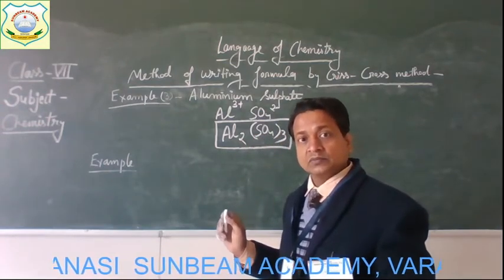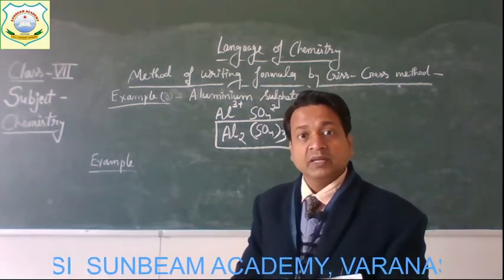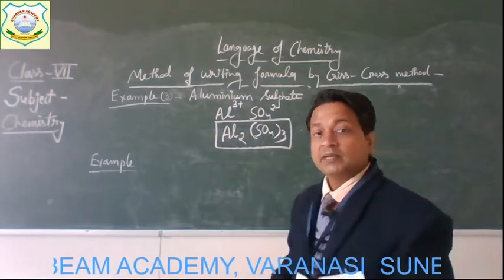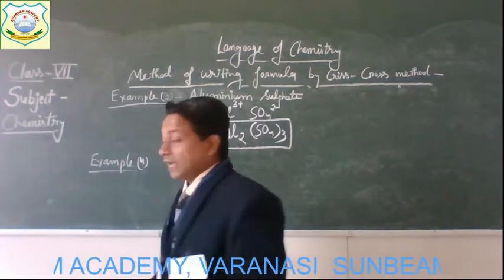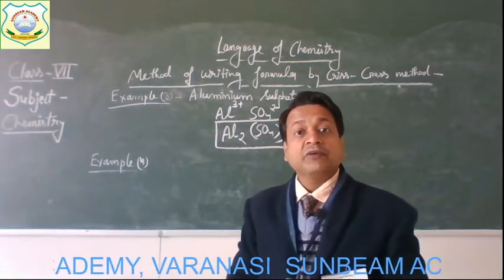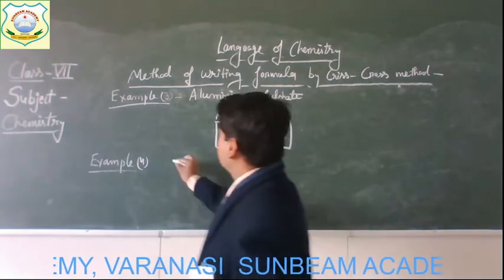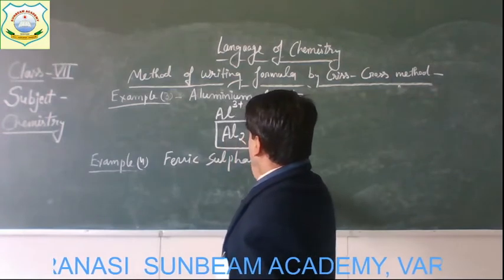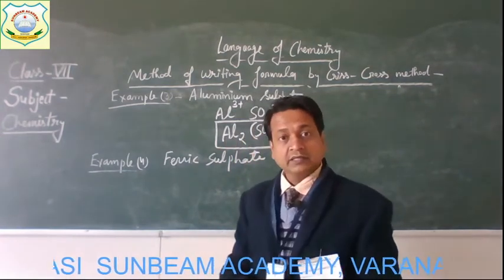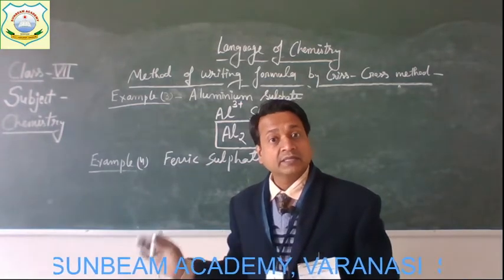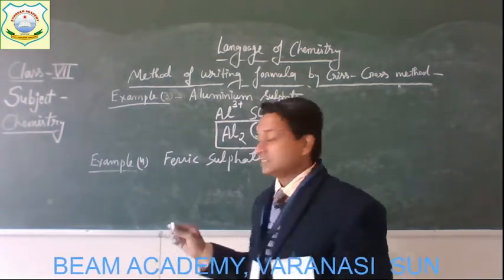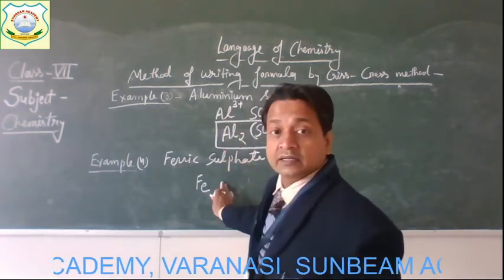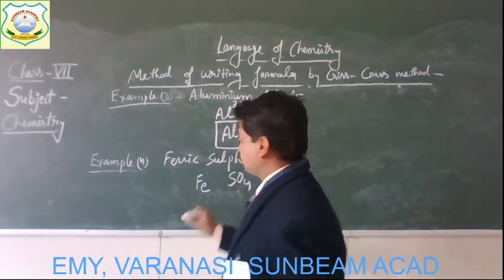Alright, children? Understood the formula of aluminium sulfate and how we can write it? Now come to the next example, example number 4. The fourth example is ferric sulfate. We will write the formula of ferric sulfate. So the first step, we will write the symbols side by side with valencies at the top. The symbol of ferric is Fe, and sulfate is SO4.